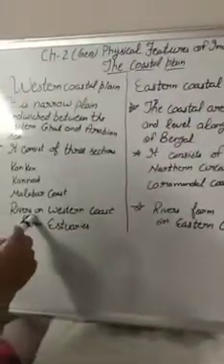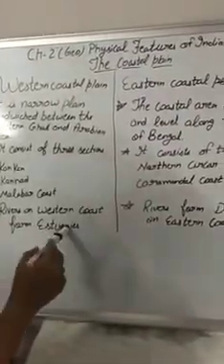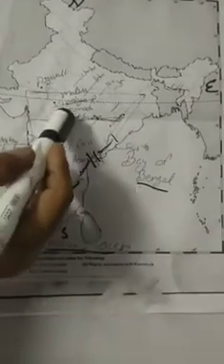Now the next feature of the western coastal plain is that the rivers on the western coastal plain form estuaries. It means rivers like the Narmada and Tapi do not make any delta; they drain directly into the Arabian Sea.